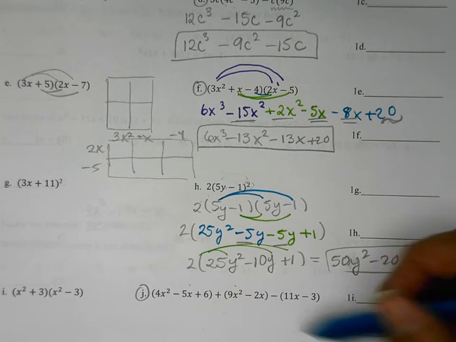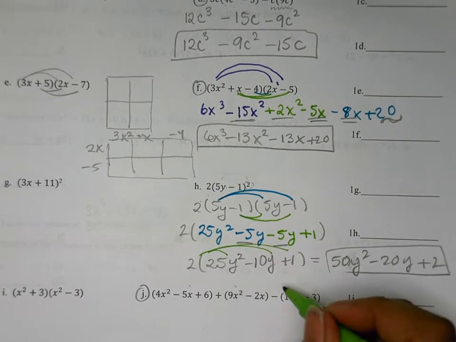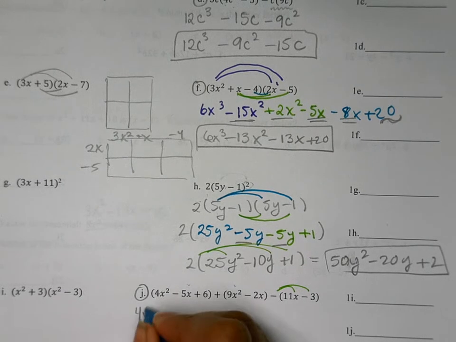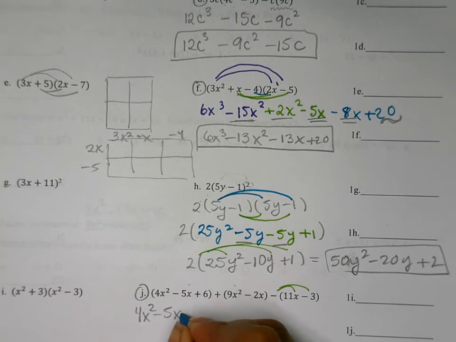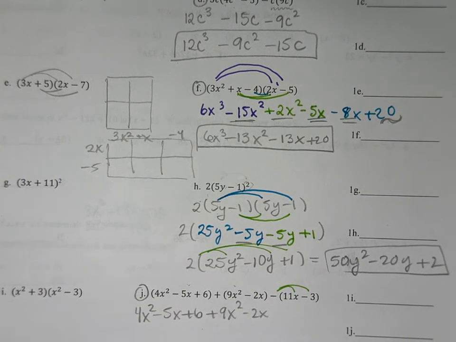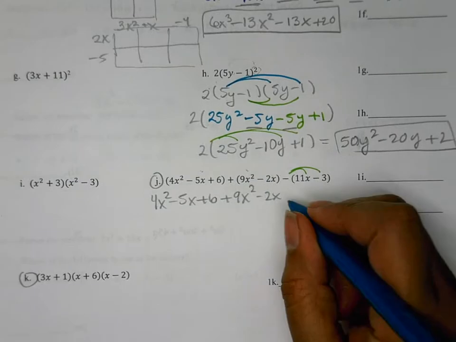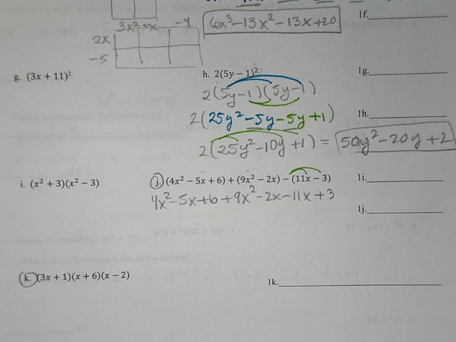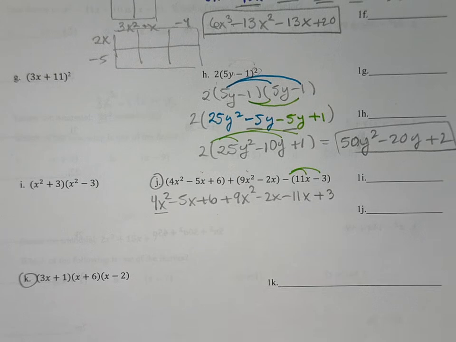Okay, I'm going to look over here. On these two parentheses, is there anything to distribute? No. So can I just drop those? Yeah. On this one, am I allowed to just drop? No. What do we have to do first? Okay, so you write it out. 4x squared minus 5x plus 6 plus 9x squared minus 2x, minus 11x plus 3. Okay.